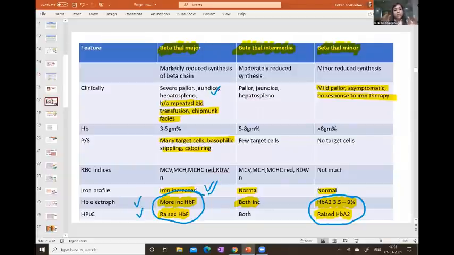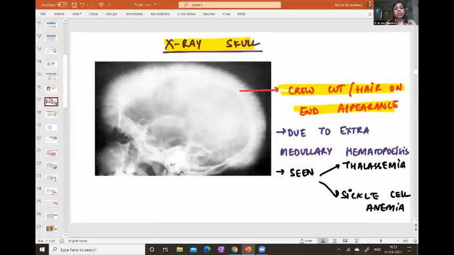Next, another image they can give you in a clinical pathologic question from thalassemia is this skull X-ray. Now, if this image is given, can you identify that the skull plate shows something like this? This is called the crew cut appearance or the hair on end appearance. You know, the army people have a crew cut, and this looks like that cut. That is why it is called a crew cut appearance or the hair on end appearance, right?